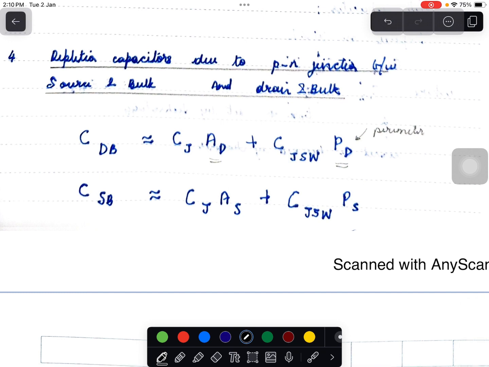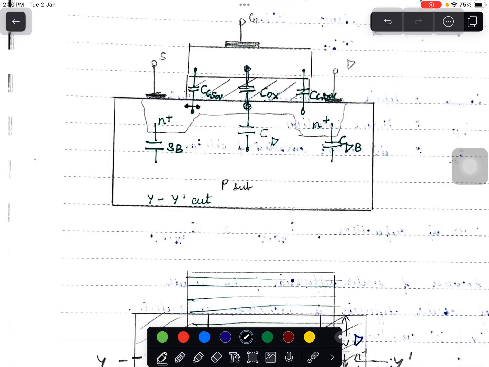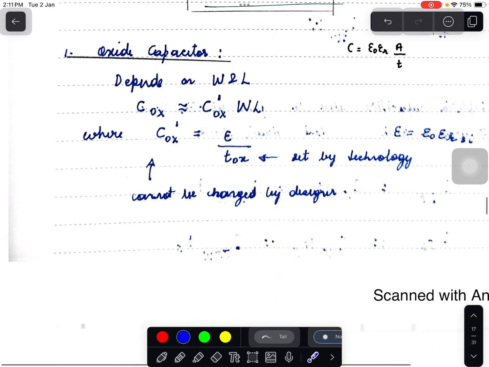Next are the drain to bulk and source to bulk capacitances. These are formed because of the diode formation, that is the PN junction between the N plus and the P substrate, which can be seen here, the N plus and P substrate region. So we have a diode formed. Because of the diode we get a depletion layer, so it resembles a capacitor. We have positive charges and negative charges separated by a depletion layer, so it resembles a capacitor. That is represented by C source to bulk and C drain to bulk capacitances.